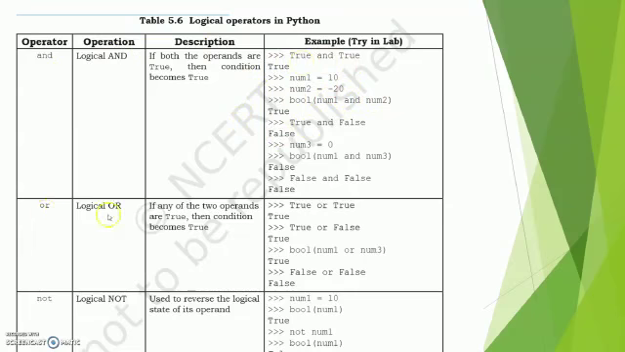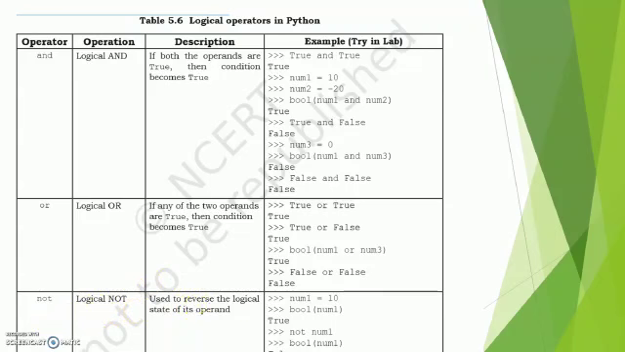Now for the logical OR, if any of the 2 operands is true, then the condition becomes true. We always have 2 operands, so if one of them is true, then the condition becomes true. Now we have the third one, not, logical not. It is used to reverse the logical state of its operand.